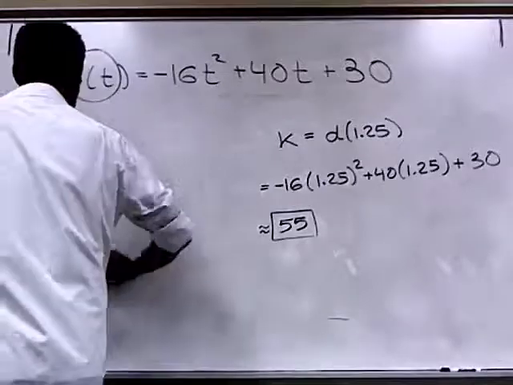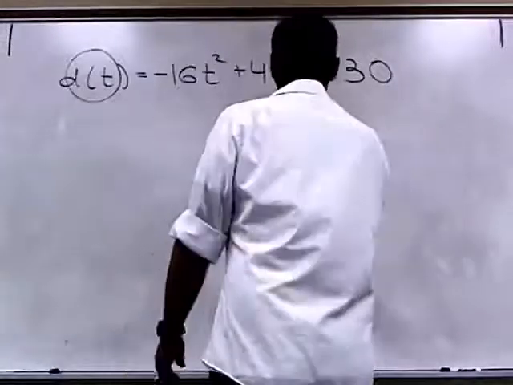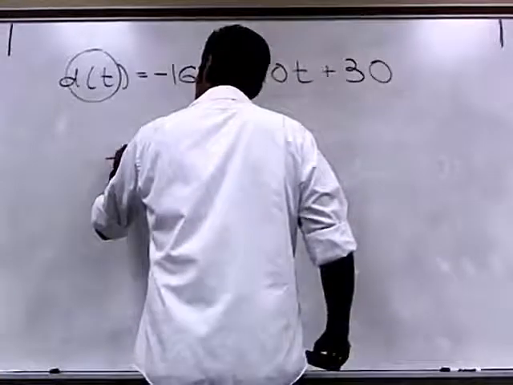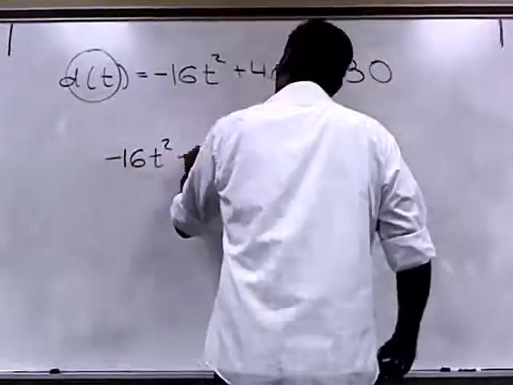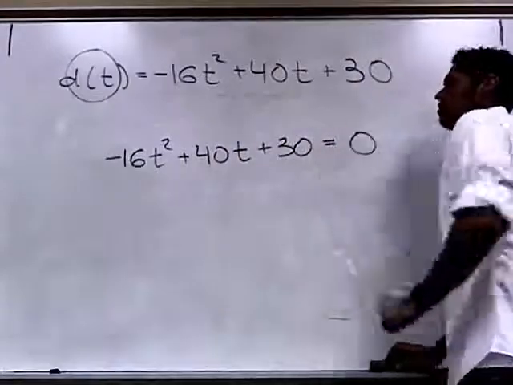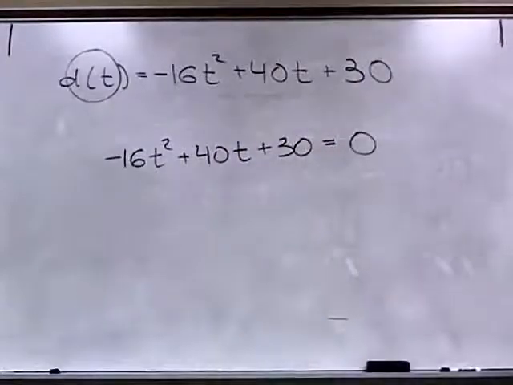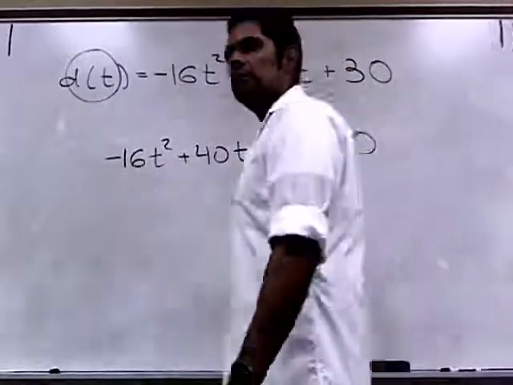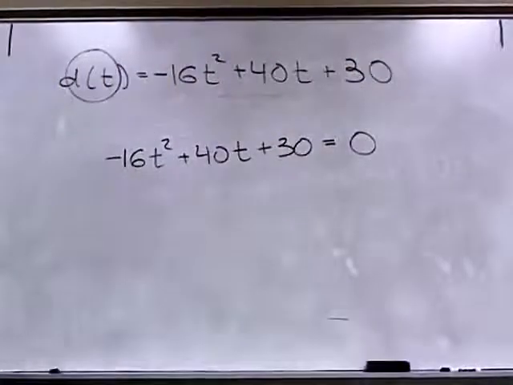So for the next part, I'll take negative 16t squared plus 40t plus 30, and I will set that to 0. How would you solve that? What are your options? You try and factor it, right? Synthetic, quadratic formula, right? All these different options to do that. But you should get 2 answers, right?